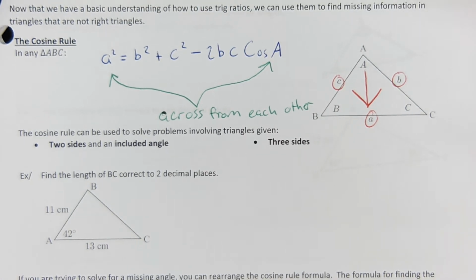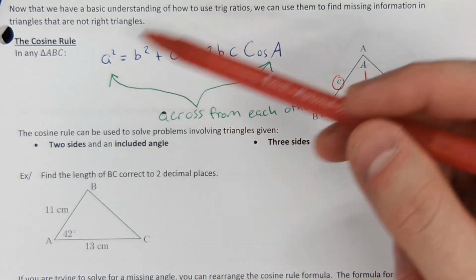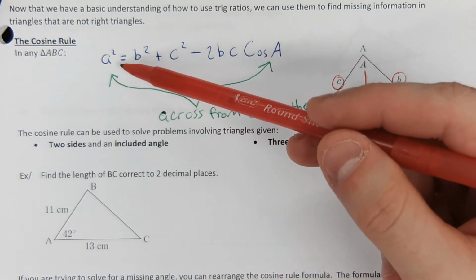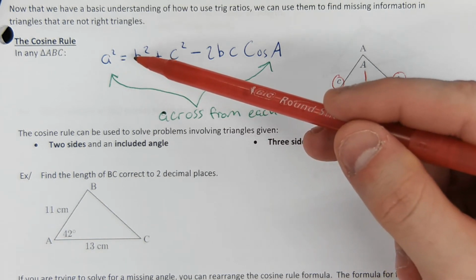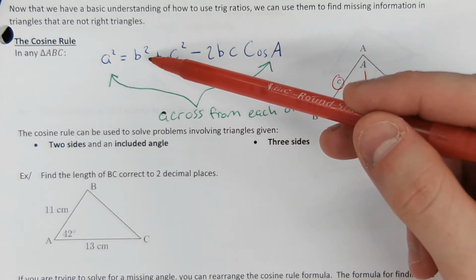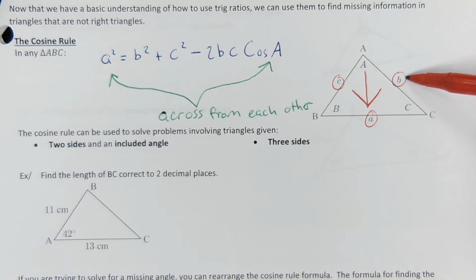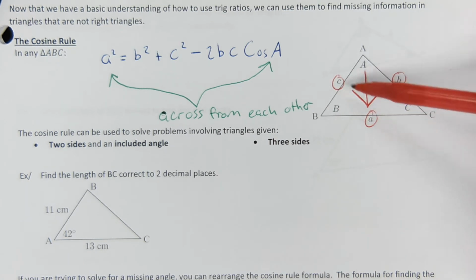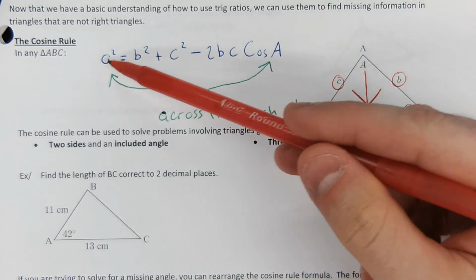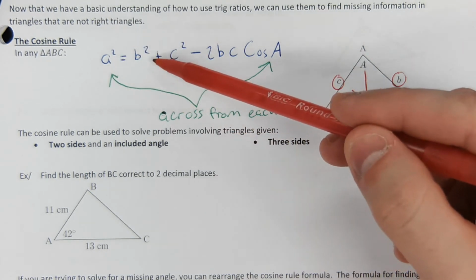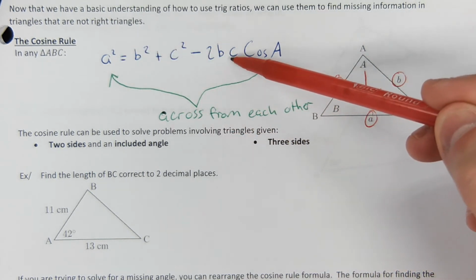So let's say you were trying to find the side length b. So then it would be b squared equals, and then it would be cosine B, right? Yes. So if you were trying to find side length b, you'd be saying this angle points at this side, and these would be the unknowns. So it would be b squared equals a squared plus c squared minus 2ac cos B.